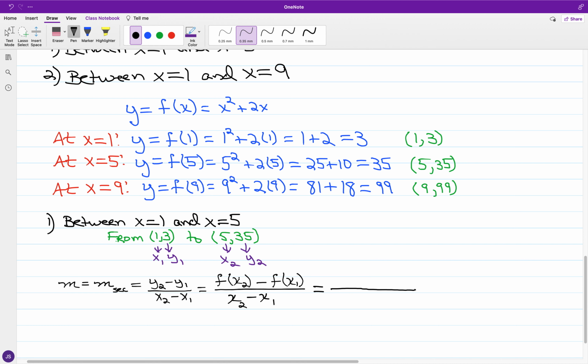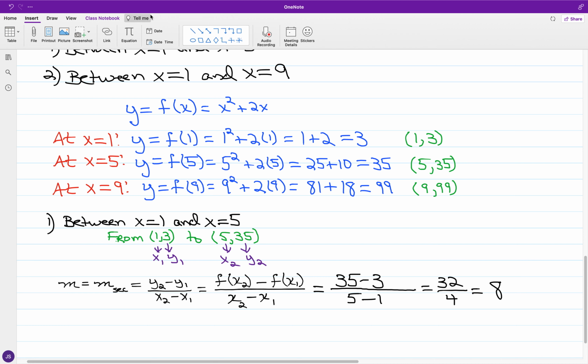So for what is essentially f of x2 minus f of x1, or y2 minus y1, we have the coordinates already specified. So we have 35 minus 3. And for x2 minus x1, that's going to be 5 minus 1. So the overall change in y we have at 32, and the overall change in x we have at 4. And 32 over 4 comes out to 8.